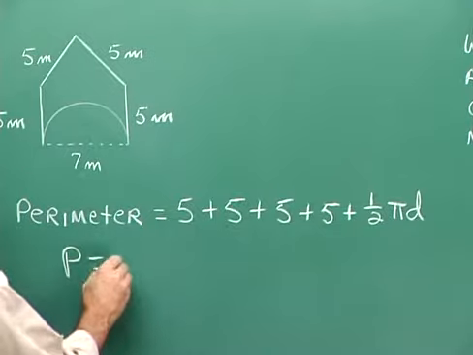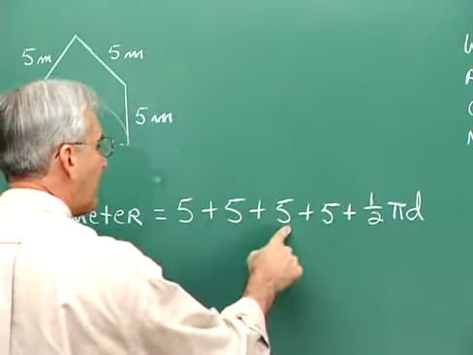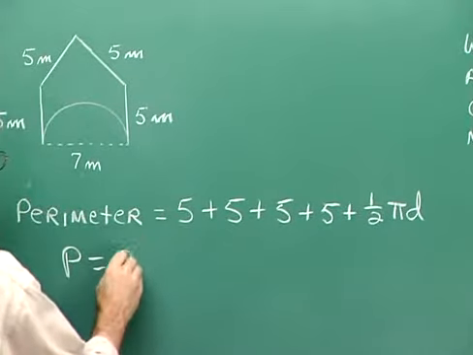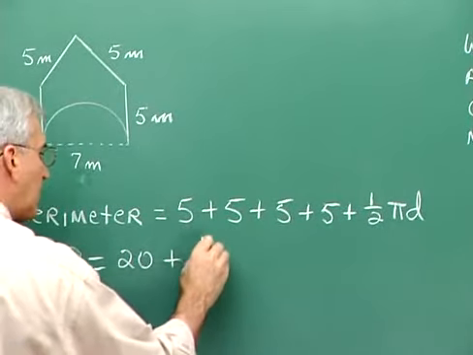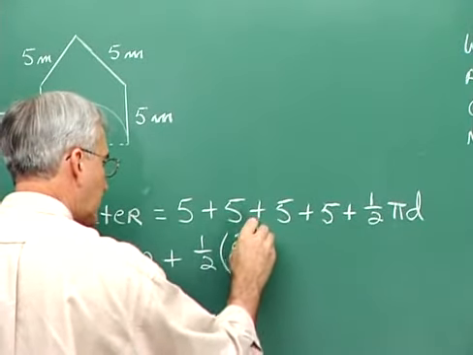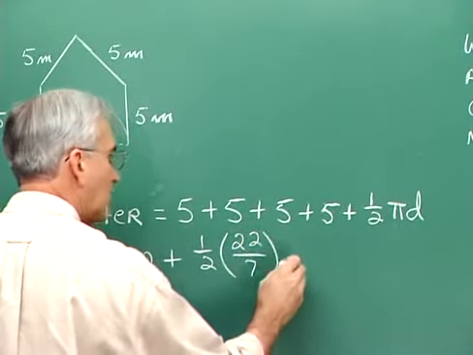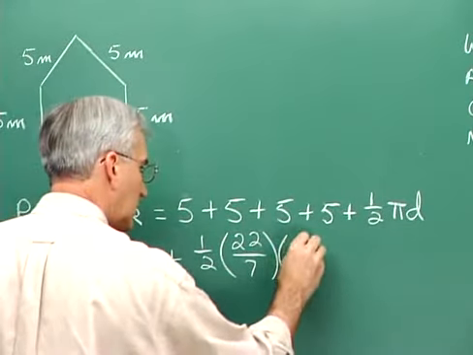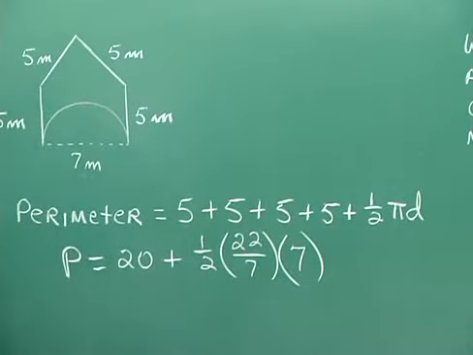So we have perimeter then is 5 plus 5 plus 5 plus 5. That's 5 times 4, that's 20. So that's 20 plus, now I'm going to replace the 1 half pi is 22 over 7 times the diameter. Oh, I look back over here, oh, it's 7. And now away I go with figuring it out.